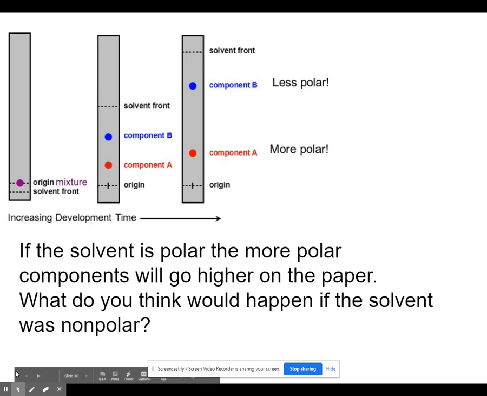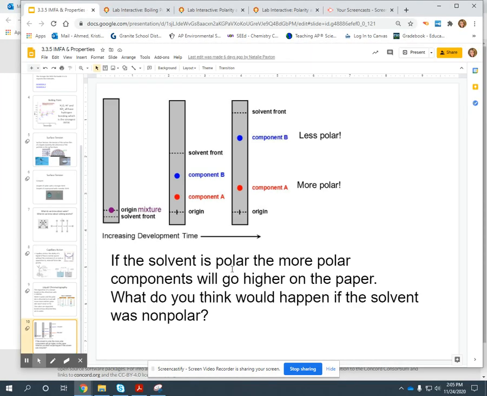So these are just some examples of properties of water and how hydrogen bonding affects these properties. Make sure you guys complete the simulation. That is the second part of this assignment.